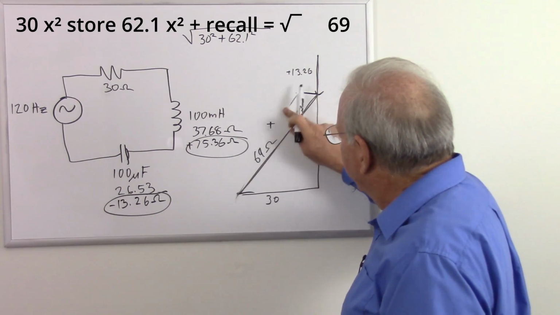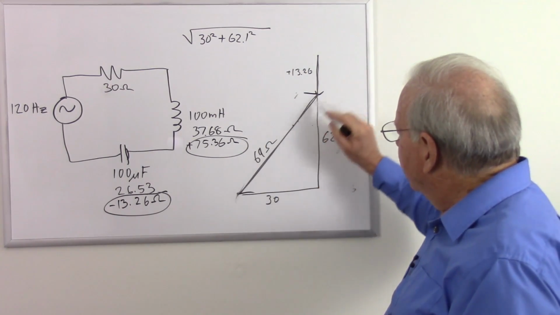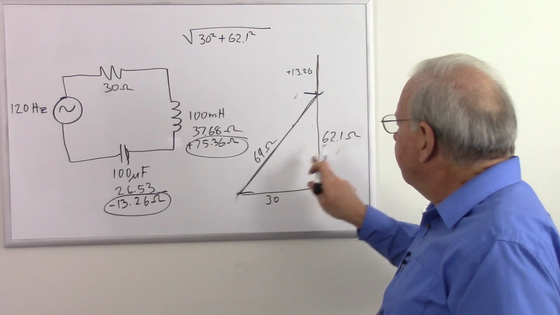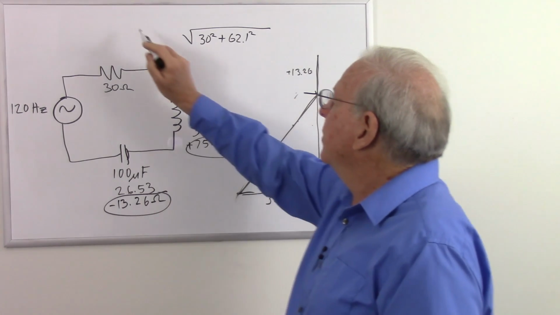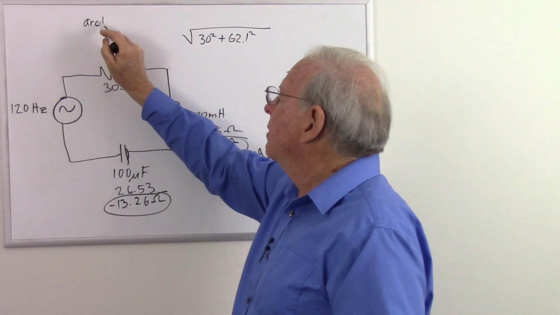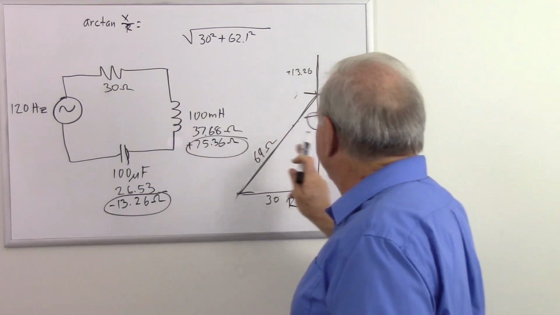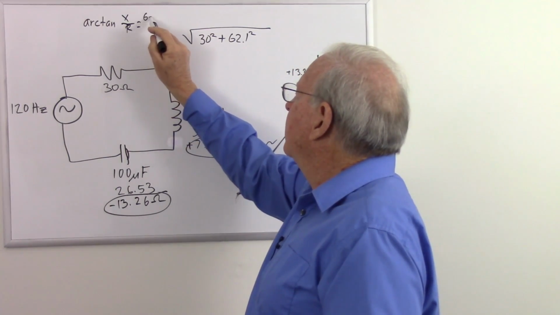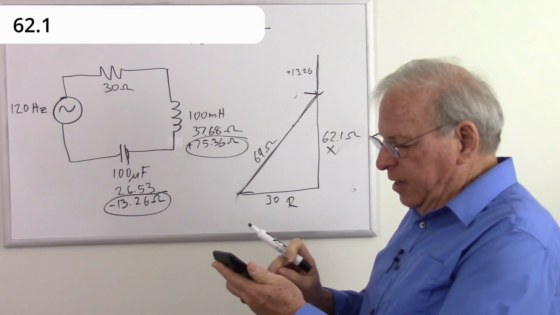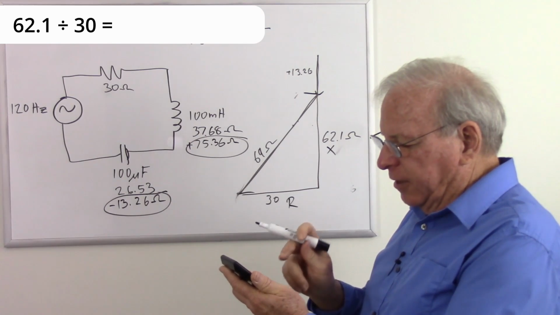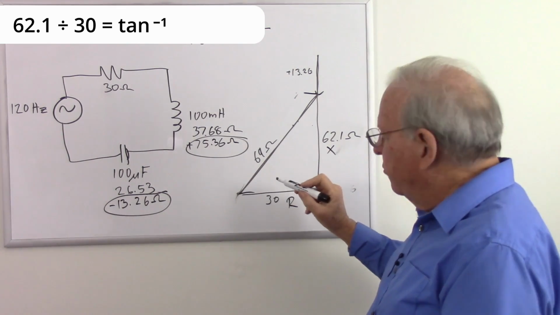Get this out of the way here, getting a little cluttered. So our hypotenuse was 69, so we have 69 ohms. What is the phase angle? That's going to be x divided by r. Take the arctangent of that, so draw that up here, which is going to be the arctangent of 62.1 divided by 30. So 62.1 divided by 30 equals, I don't care what that number is, but I take the arctangent of it, and I get an angle of 64.2.